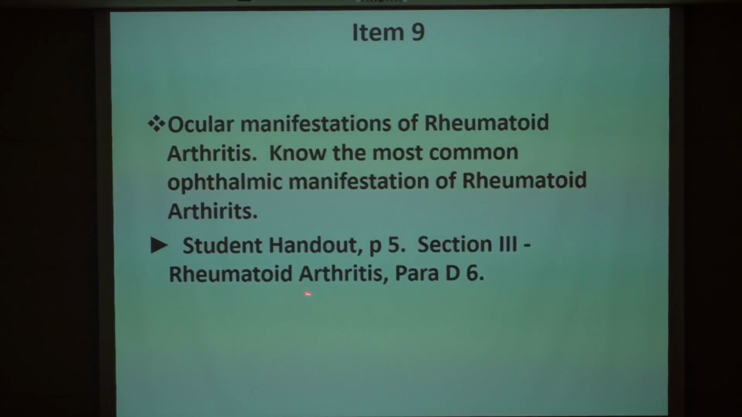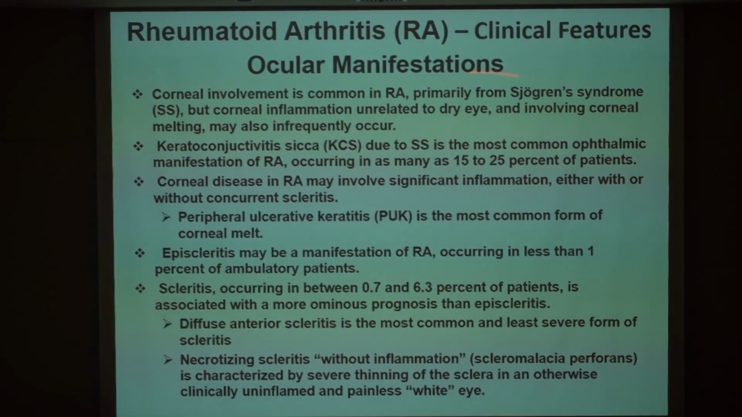Item 9, ocular manifestations of rheumatoid arthritis. This is out of your notes. Know this paragraph, or actually this entire section in your notes, because 2 questions come out of this one, both about the ocular characteristics. We talk about keratoconjunctivitis. You all know that another term for that is dry eye syndrome. And you know about its association with Sjogren's syndrome. Sjogren's syndrome is also associated with rheumatoid arthritis, among many other syndromes. But keratoconjunctivitis is the most common ophthalmic manifestation of rheumatoid arthritis.